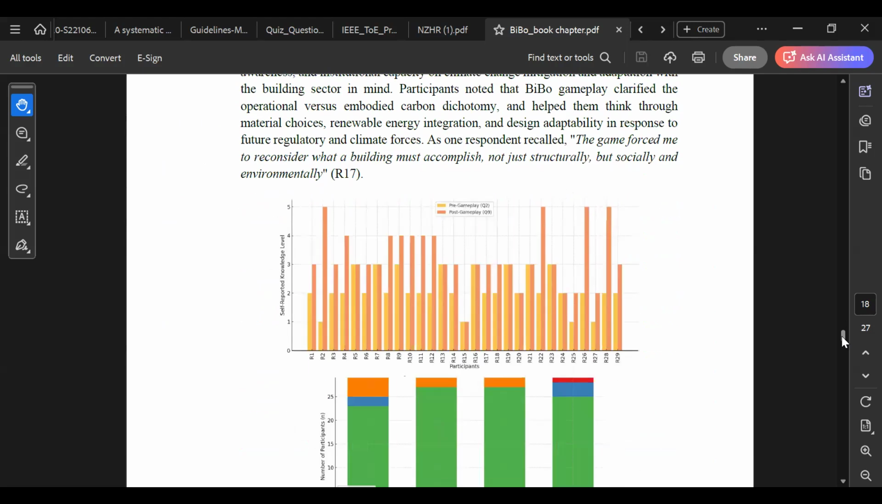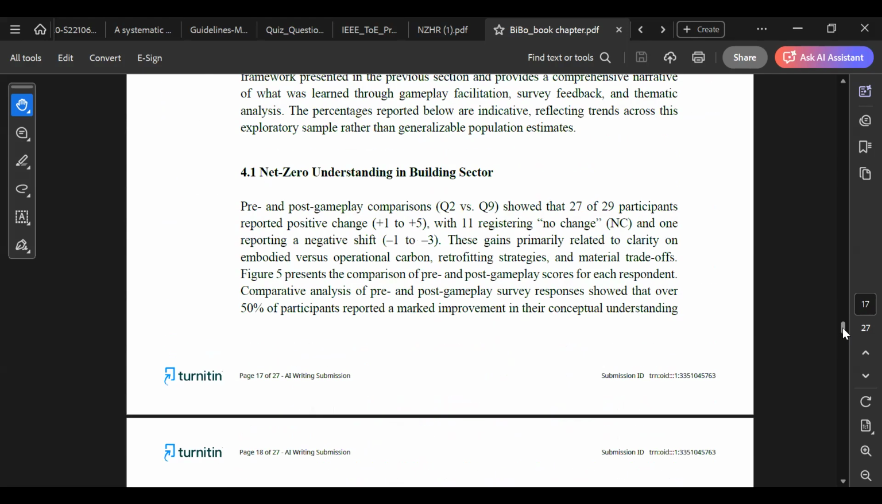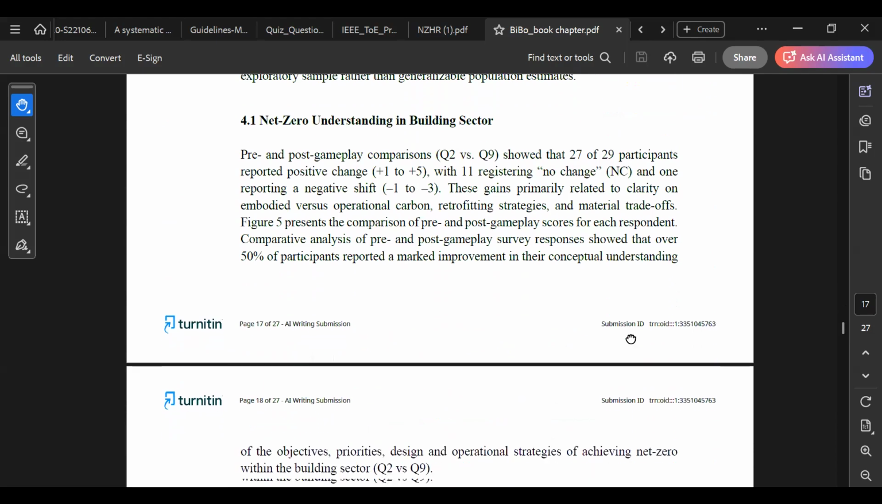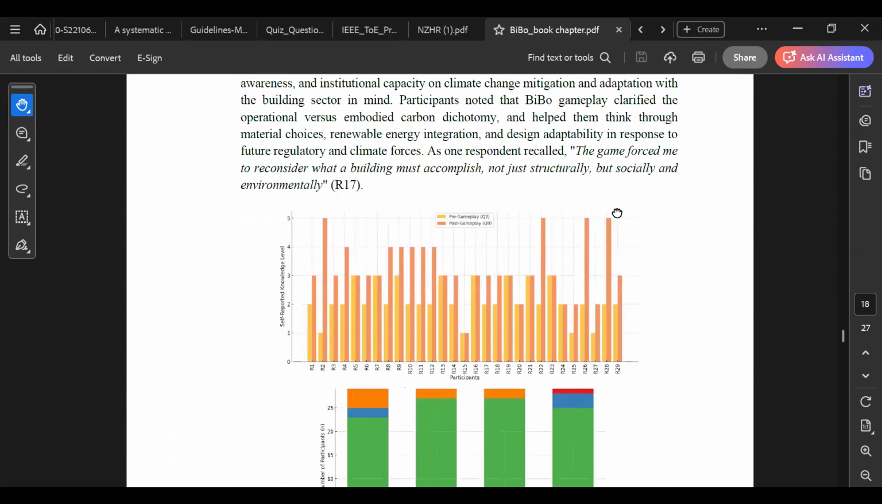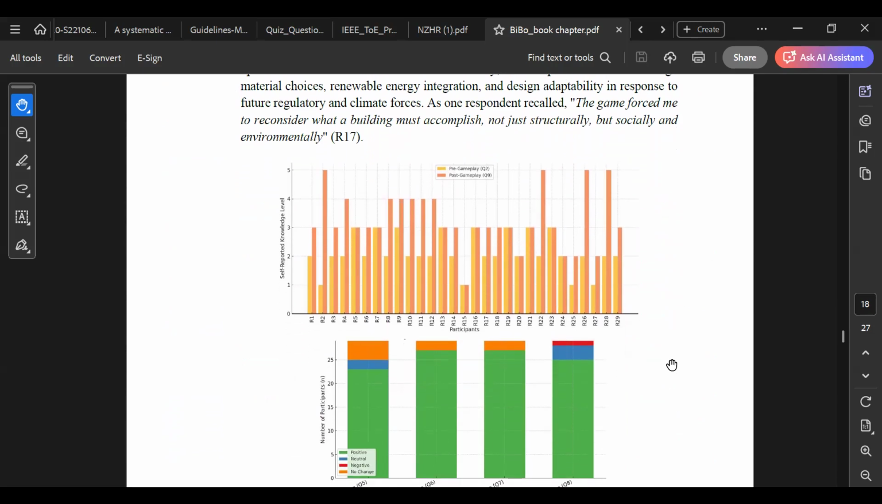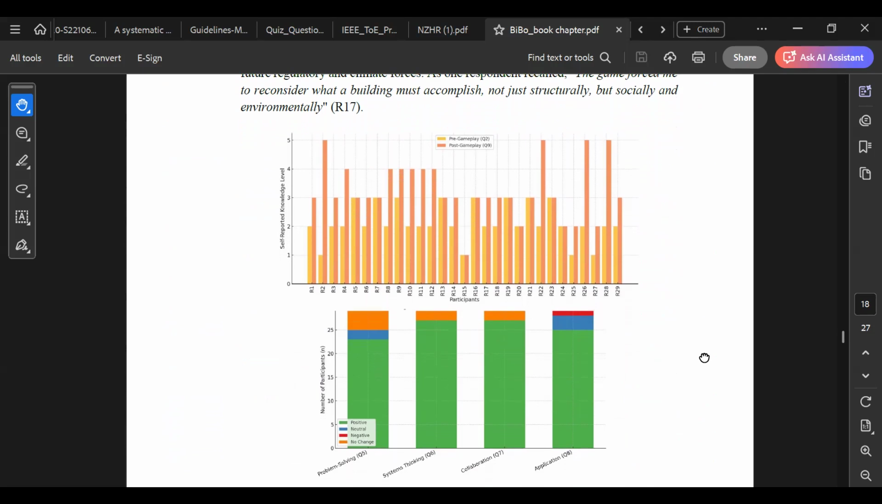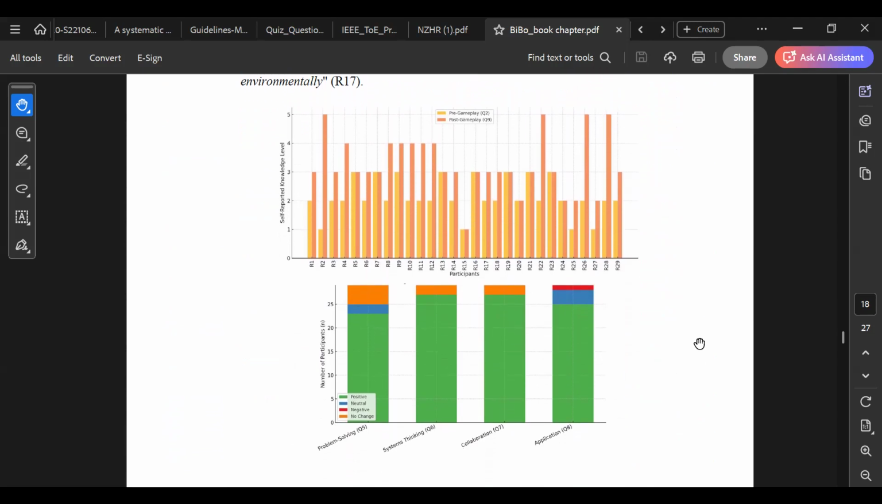So yeah, the first one that we looked at was net zero. What was their understanding, and how did the pre and the post shape up? We had this on a scale of +1 to +5. So if you see here, most of the respondents reported a high post-gameplay understanding and learning after they got done with the gameplay with BiBo. So that's the first diagram that you see here. On the x-axis you have the participants, on the y-axis you have the self-reported confidence level of how much their gain was at the end of the gameplay, for pre and post.